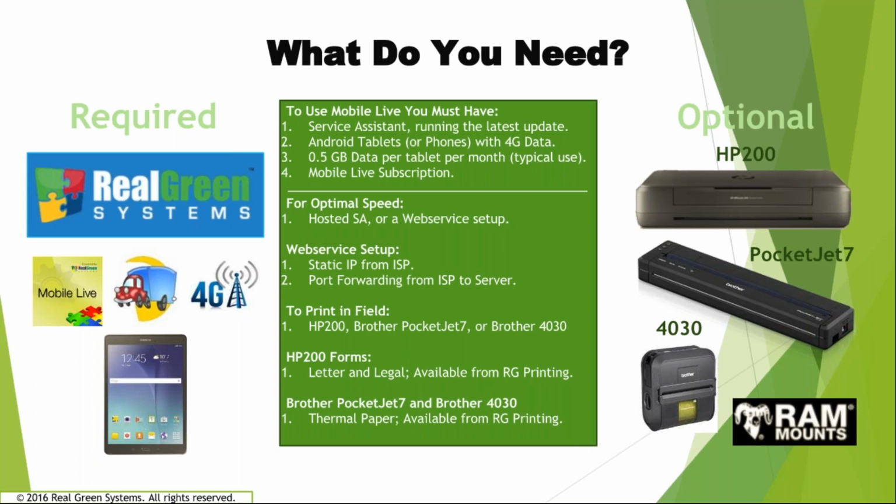To print in the field, we have three different options. Print with an HP 200 printer, a Brother PocketJet 7, or a Brother 4030 receipt printer. The HP 200 forms are color forms and we have both letter and legal. They're available from Real Green Printing. The PocketJet 7 and Brother 4030 both use thermal paper, and you can also get that from Real Green Printing, and those can be watermarked. So you can have your logo kind of in the background of both a receipt or an invoice.